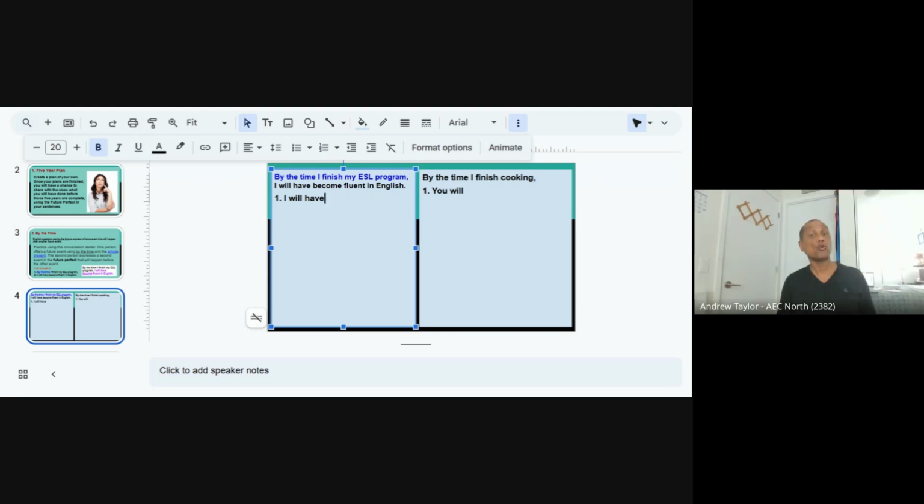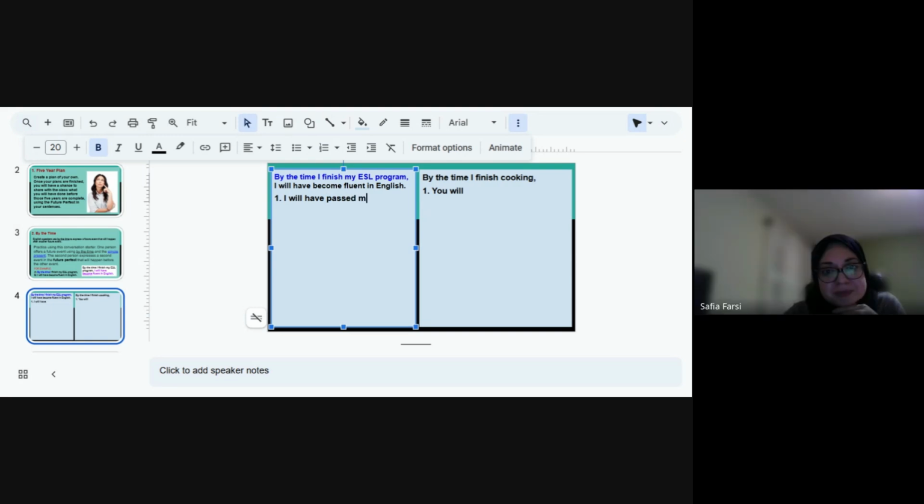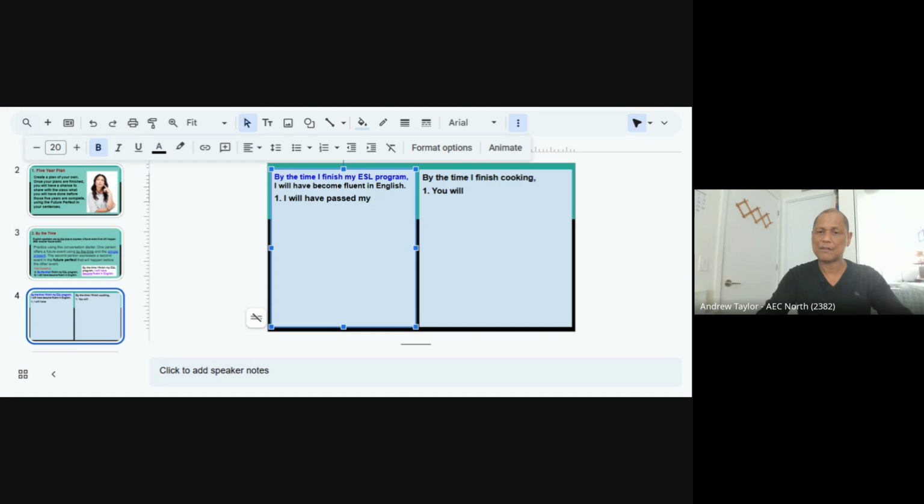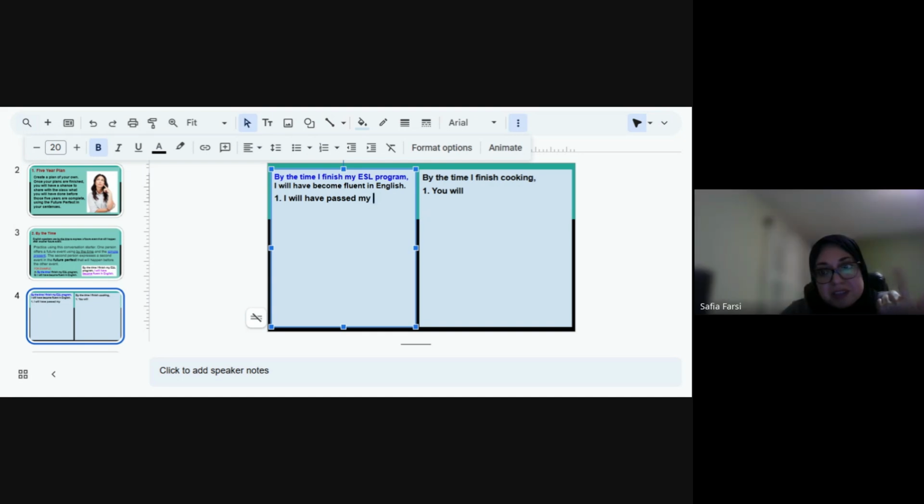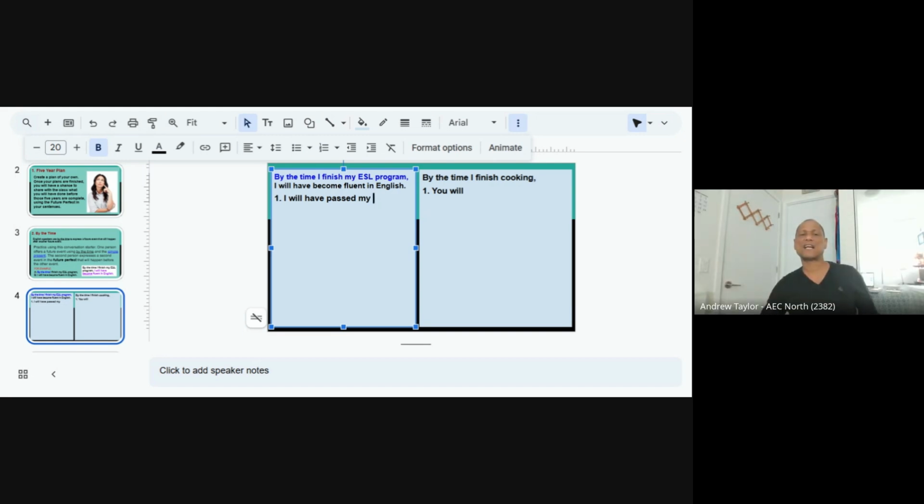No, no, no. To. It should be past participle. I will have passed. Passed. Continue. My citizenship test. I don't know how you say. Just a second. Safia, I'd like to make it more natural and effective.